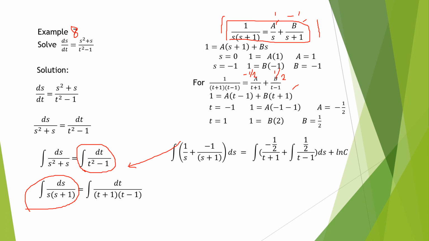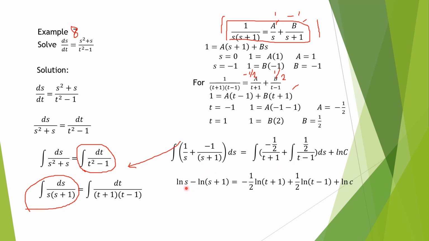So our final equation now is the integral of 1 over s minus 1 over s plus 1 ds equals the integral of negative 1 half over t plus 1 plus 1 half over t minus 1 dt, plus of course ln of c. You may notice why I put an ln of c here: all of these integrations will produce ln's, so it will be simpler for us to put an ln there, and then we can get rid of that ln as we simplify.